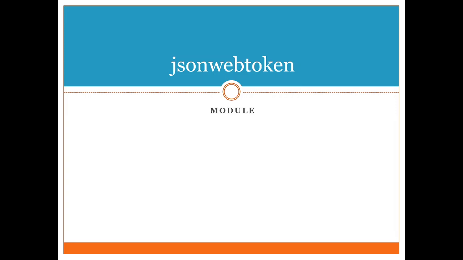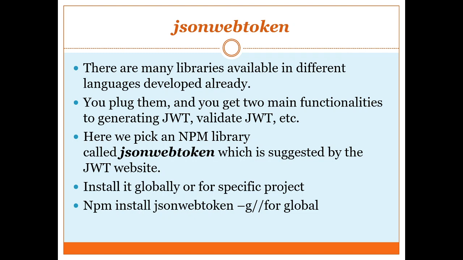Let's start again. Now we will see how we will practically implement this JSON Web Token into our application. To implement it, we need a module. There are so many modules which are helpful to implement JWT. You plug them in and you can get the main functionalities. Those functionalities are to generate JSON Web Tokens, or validate JWTs. These are the two features that are provided with every library, whatever you want to access.